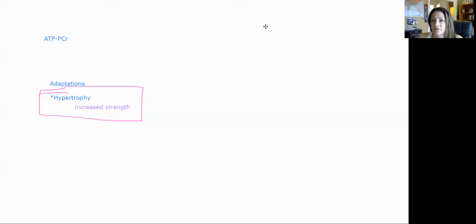Okay, so let's look at glycolysis. I'm sorry, can you define peak power again? Peak power is the highest power that's produced during that Wingate test, which happens in the first 10 seconds. Okay, thank you.